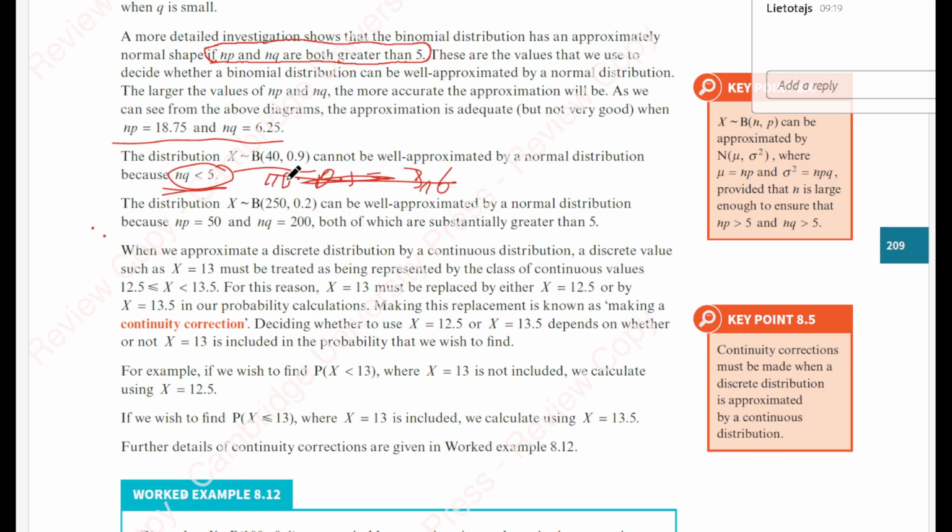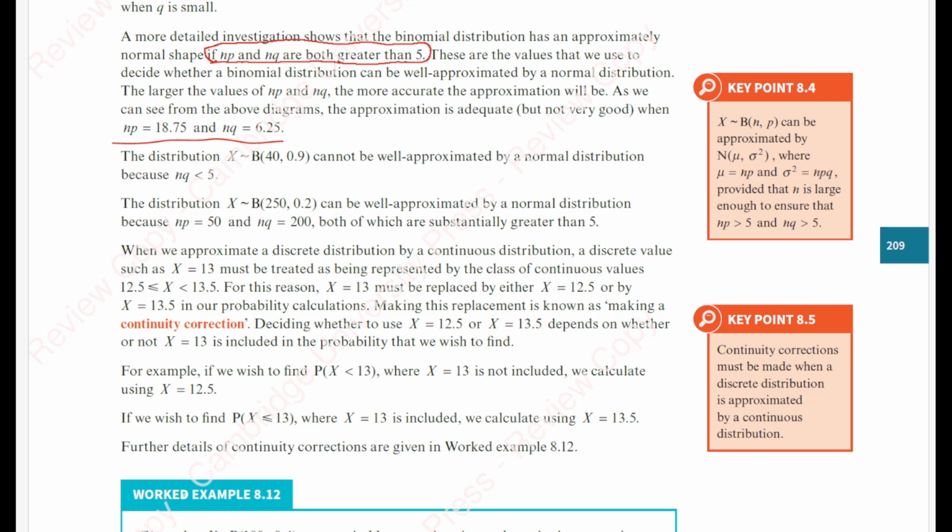And here you can see, if you have a distribution with n equal to 250 and p equal to 0.2, then it can be well approximated by a normal distribution, because np will be 50 and nq will be 200, because 250 multiplied by 0.8 is 200. They are both greater than 5, so you can use the approximation. This is the key point. Please remember this for solving the problems.